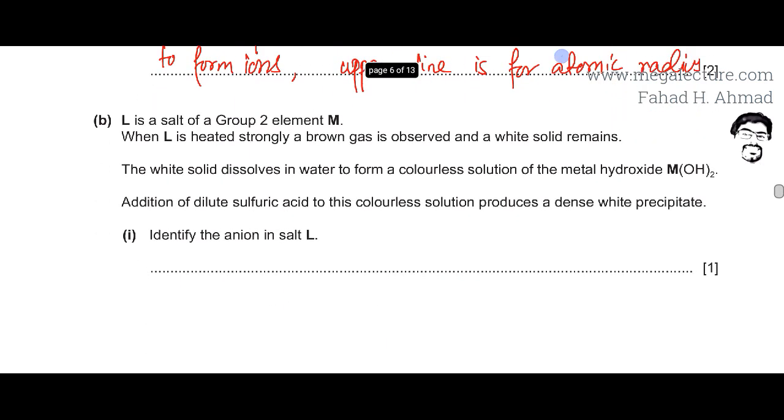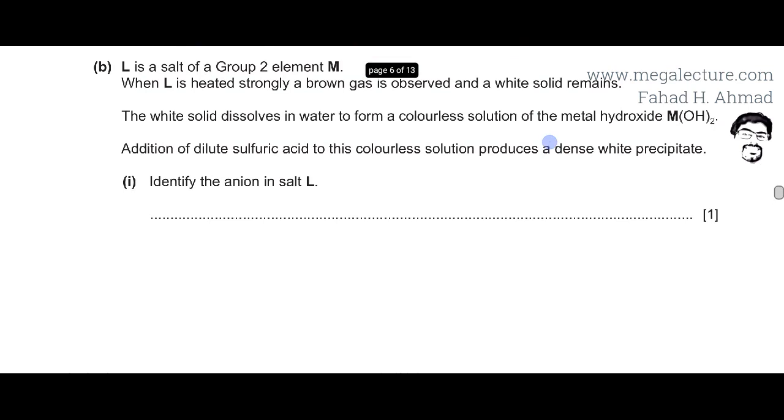The next part is that L is a salt of group 2 element M, and when L is heated strongly, a brown gas is observed and a white solid remains. The white solid dissolves in water to form a colorless solution of metal M(OH)2, so it's a metal hydroxide that's formed. An addition of dilute sulfuric acid to this colorless solution produces a dense white precipitate. So the first part is we need to figure out the anion in salt L.